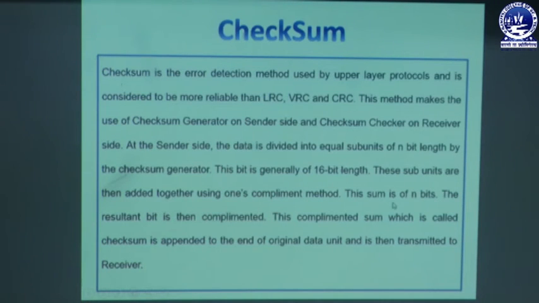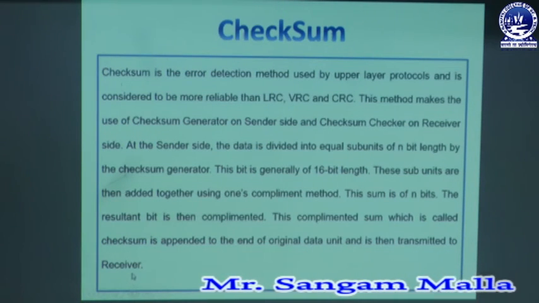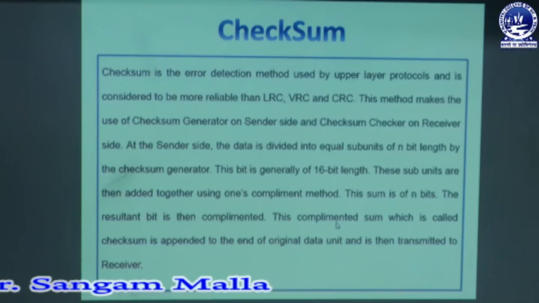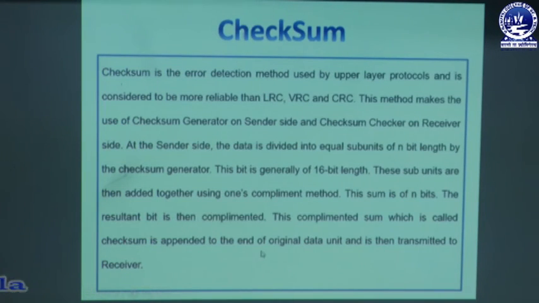That means whatever sum we get, it is of 8 bits or n bits, and the resultant value that we are going to add to the original message is complemented. That means the 0 bits will be complemented to 1 and the 1 bits will be complemented to 0. This complemented sum, which is called the checksum, is appended to the end of the original data unit and then transmitted to the receiver side.